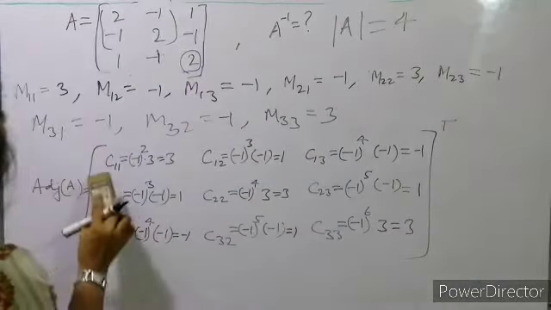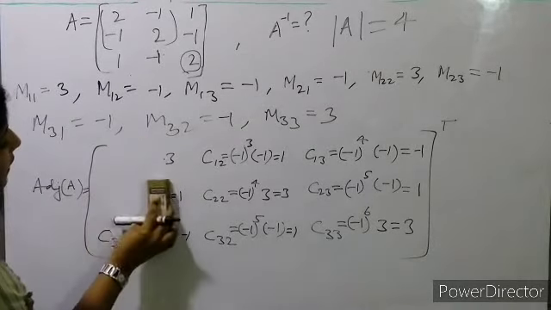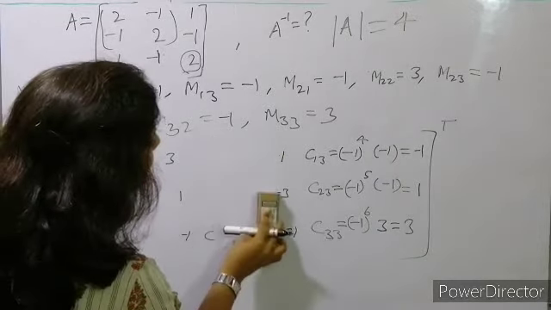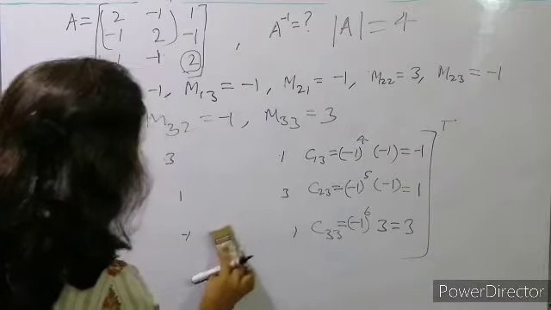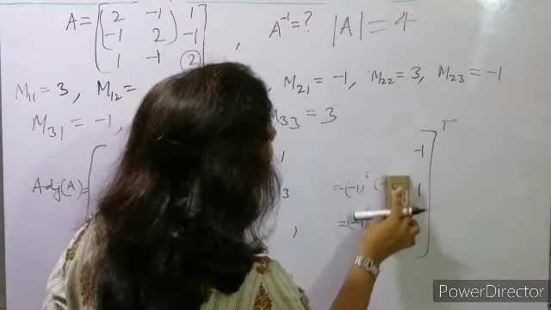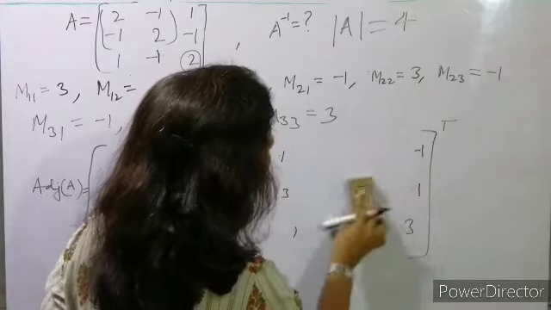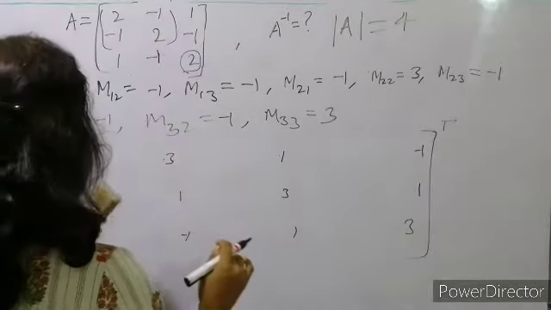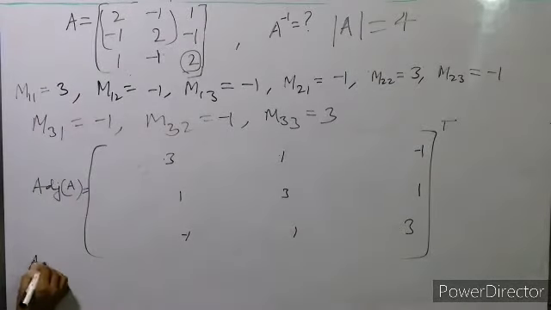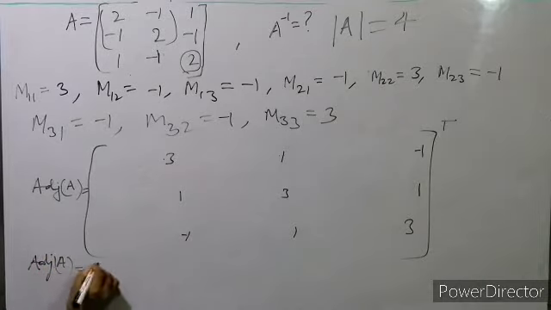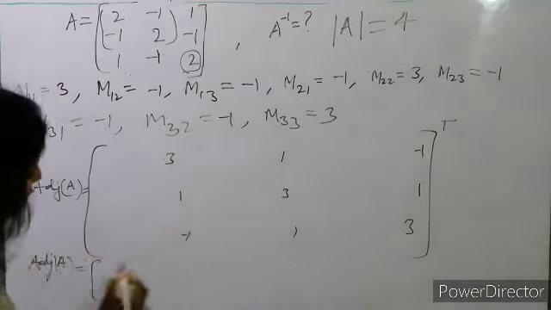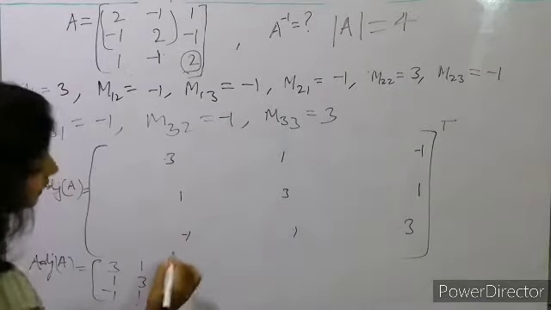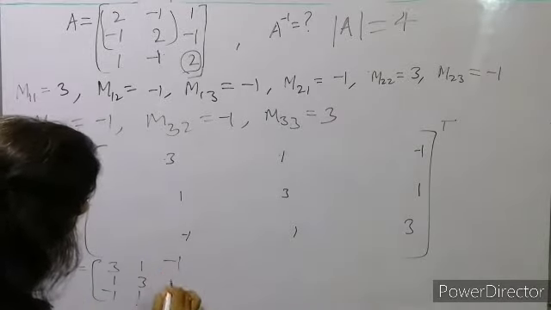Okay. Now what we'll do, we'll remove these values. So what is left behind will be the cofactor matrix. So now to take the transpose, we can write like this. What will be the adjoint of matrix A? 3, 1, minus 1. 1, 3, 1. Minus 1, 1, 3.